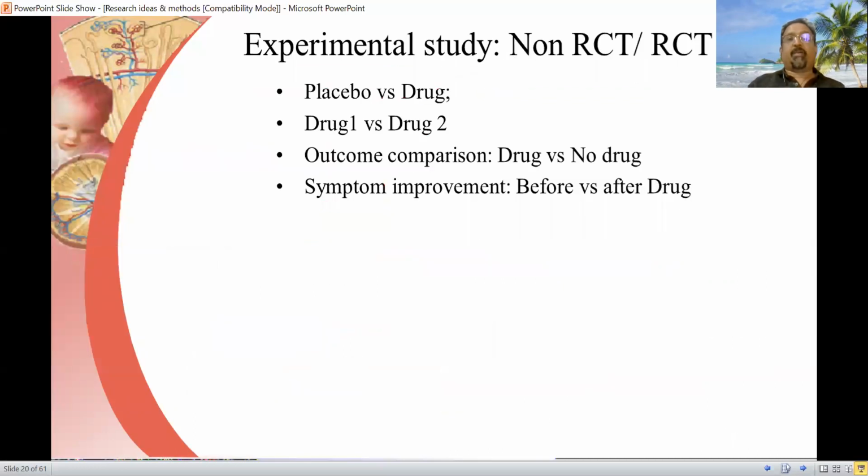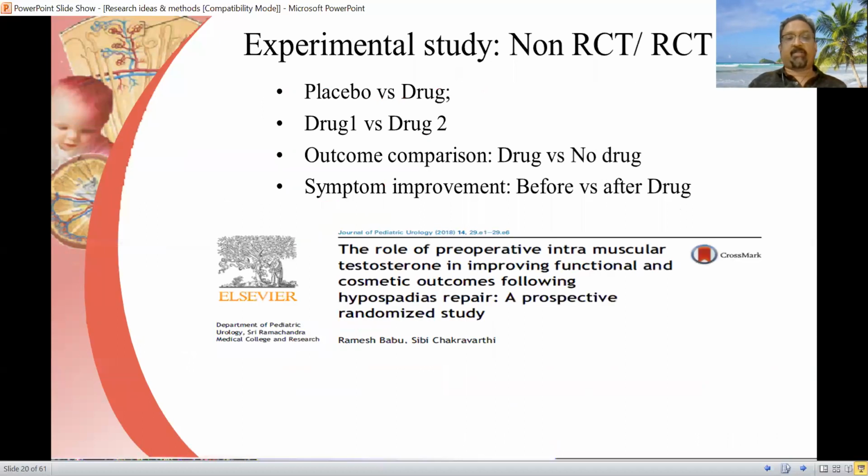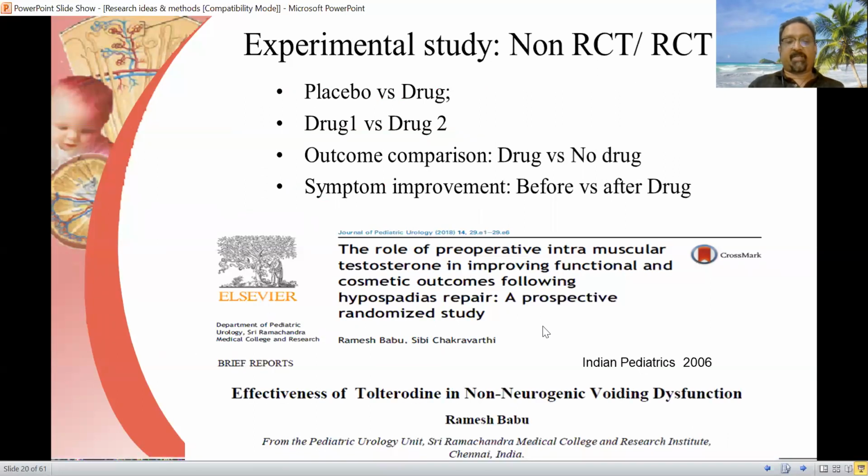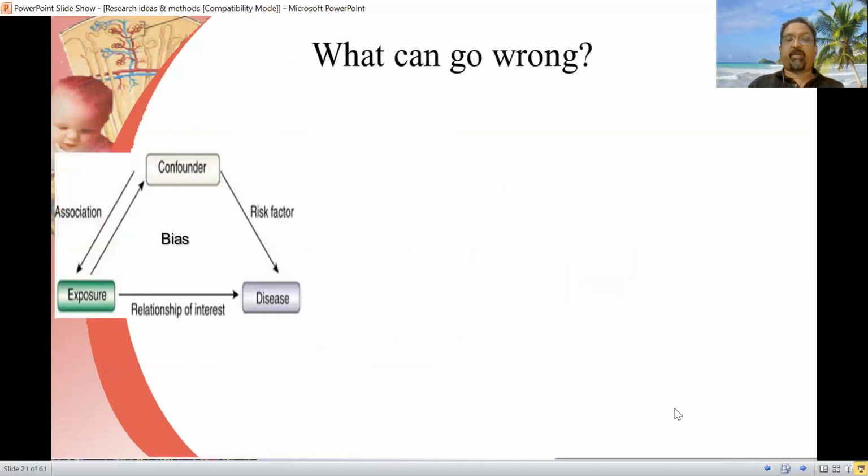So this can also be called a retrospective cohort study, but it can also be called a case control study. Now, experimental studies are like a placebo versus drug, or a drug versus drug, or an outcome comparison between a drug versus no drug, or a symptom improvement before and after a drug. For example, this is the paper where we looked at the influence of intramuscular testosterone in improving the functional and cosmetic outcomes. This is a prospective randomized study. This is another study where we looked at the effect of tolterodine on non-neurogenic voiding dysfunction.